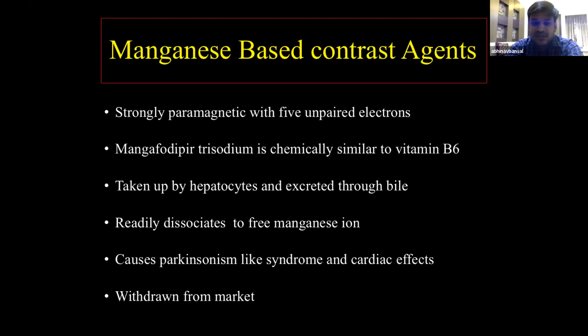Again, the problem is that it readily dissociates into free manganese, and the manganese, when deposited in the brain, can cause a Parkinson's-like syndrome, and also can lead to cardiac depression. Because of these effects, it was withdrawn from the market. However, various manganese-based nanoparticles are under research, and we can see them introduced in the near future.